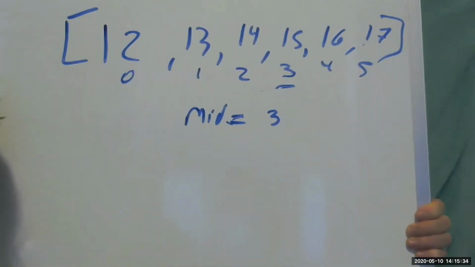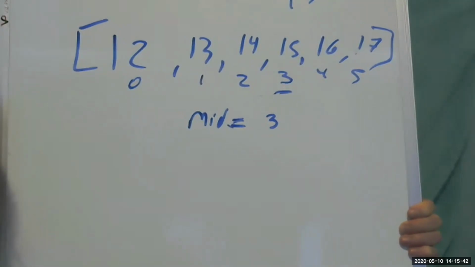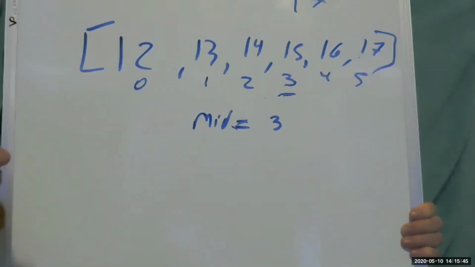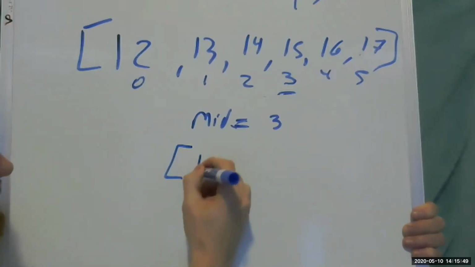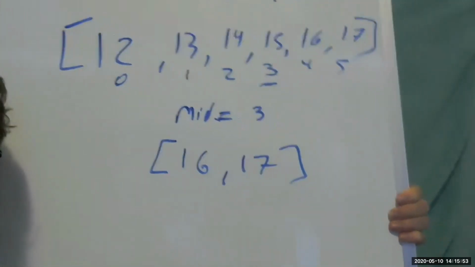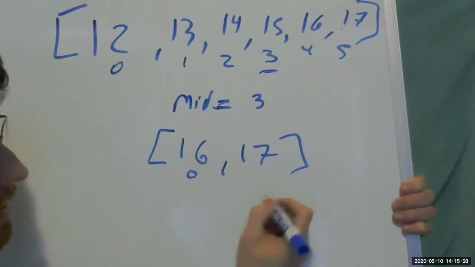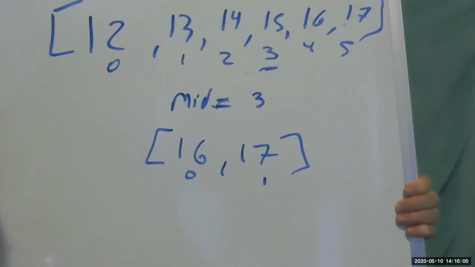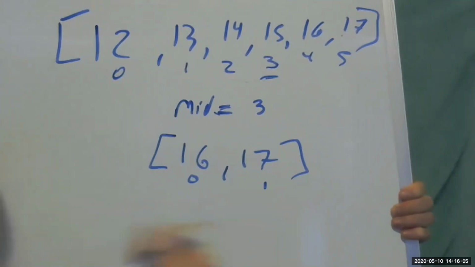Is 17 on the right side or left side of 15? Right. Perfect. That's right. Okay, so we have to look at the right side. So we're going to grab this array, and we'll say 16 and 17. Now the indices of this array on this new call is 0 and 1, right? Because that's an array. And so we've called B search now on this array.